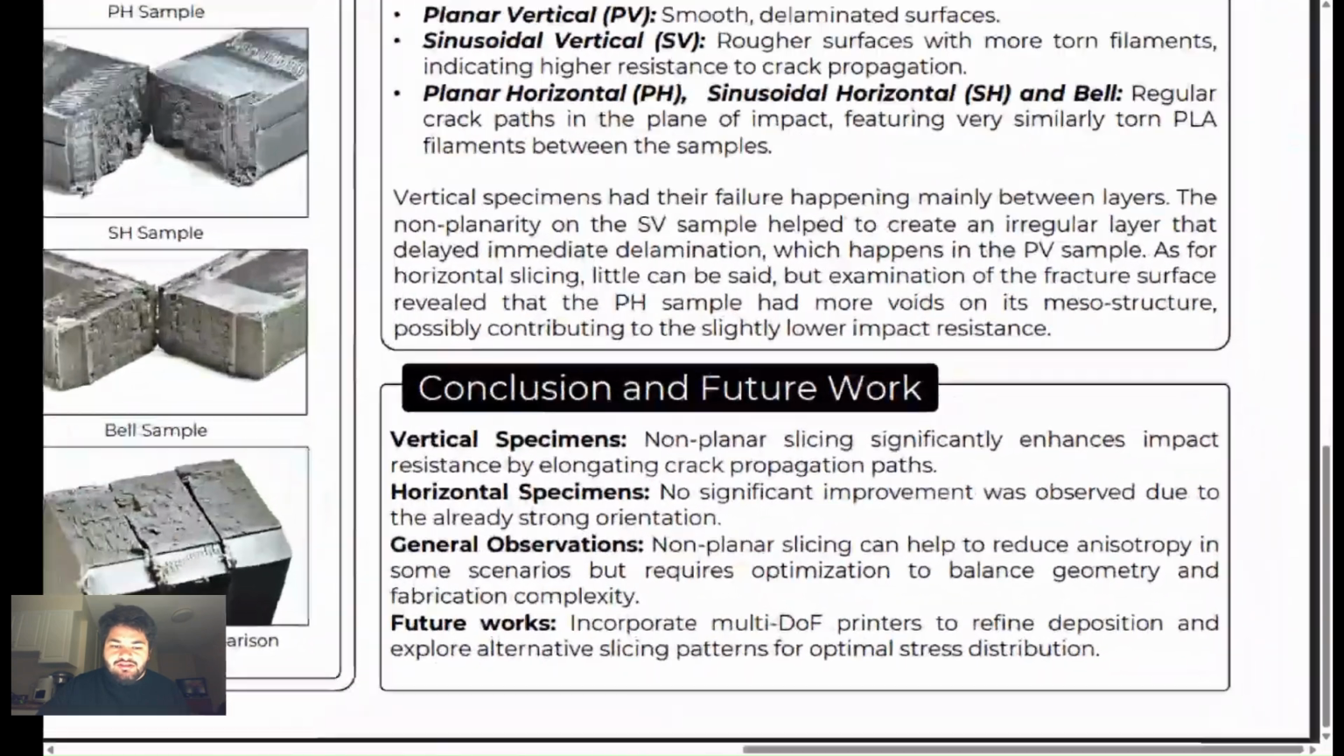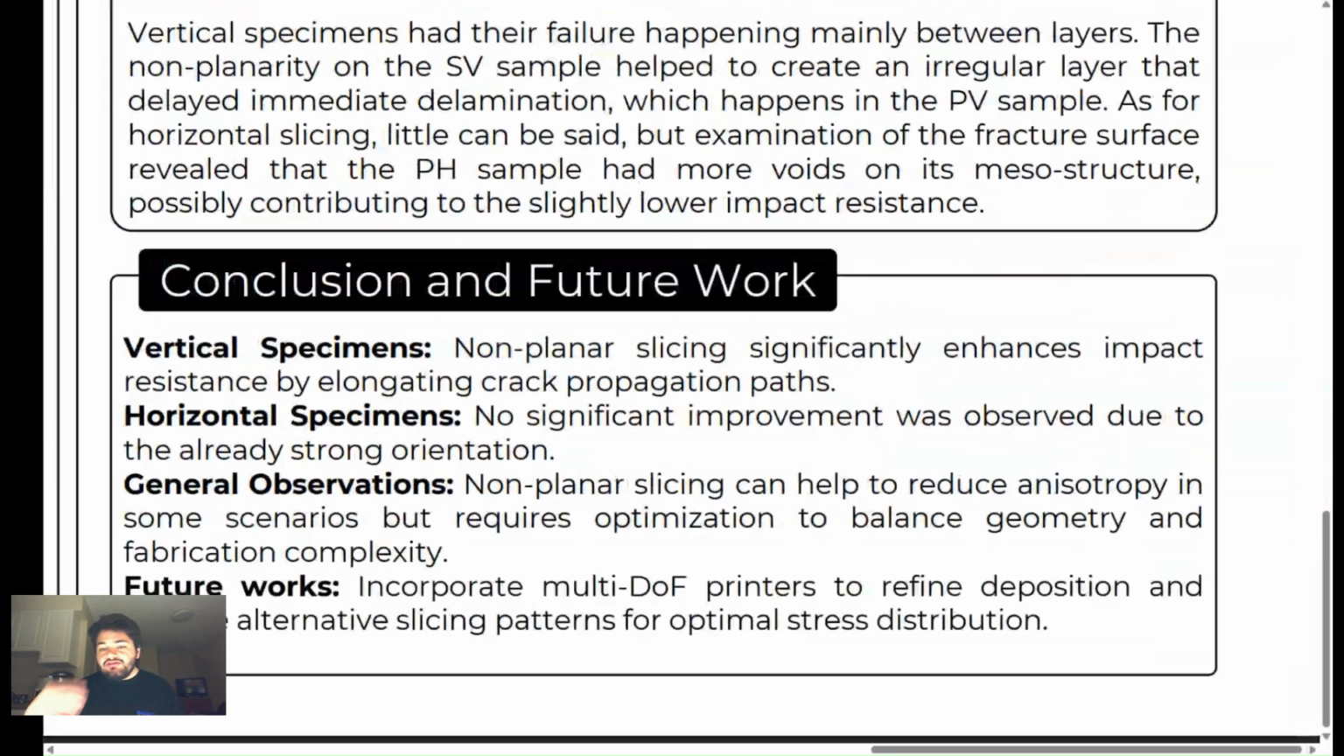So for quick conclusions here, we can see that the vertical specimens had a significant enhancement against impact for the Charpy test. The horizontal specimen didn't show much improvement because there is not much room for improvement. It's already a very good orientation for the impact test. We can safely say that for the one that had room for improvement, we reduced the anisotropy, which is usually a very good thing to reduce in our printed parts.